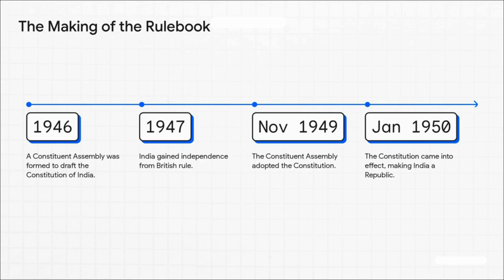The speed at which this happened was pretty remarkable. After independence in '47, a constituent assembly took just under 3 years to draft the entire rulebook. The result? The longest written national constitution in the world, which officially came into effect on January 26, 1950, a day we all know and celebrate as India's Republic Day.